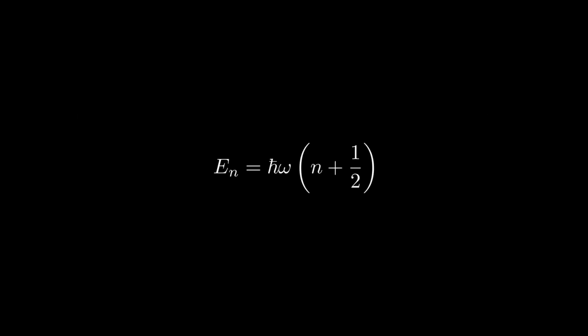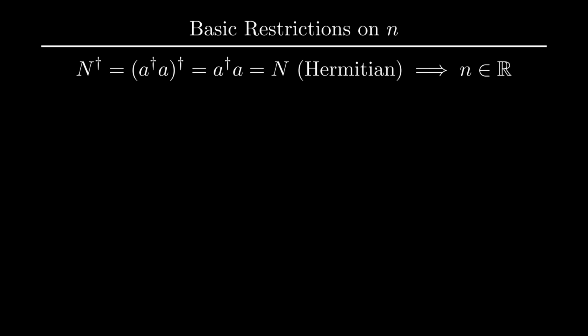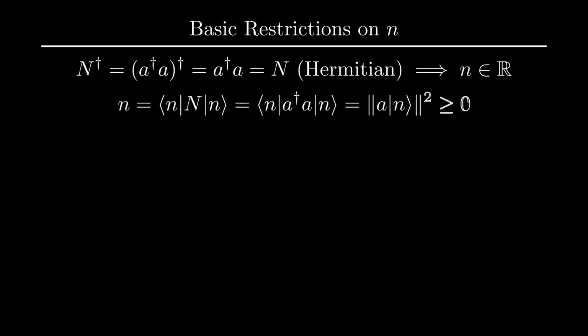So we have this form for the energy levels, but what exactly are the allowed values of n? Well, we can find this as follows. Firstly, we know that big N, our number operator, is Hermitian, meaning that its eigenvalues must all be real. Furthermore, with some clever mathematical manipulation, we can use the non-negativity of the norm to show that the eigenvalues must all be greater than or equal to 0.